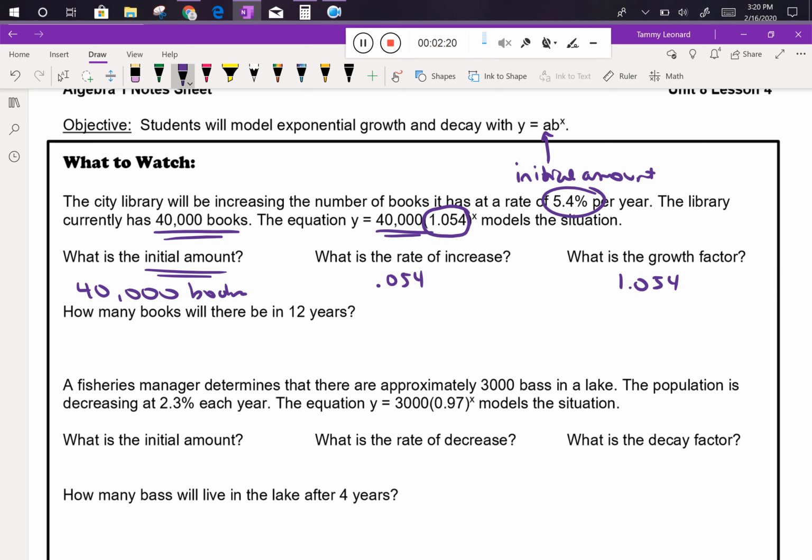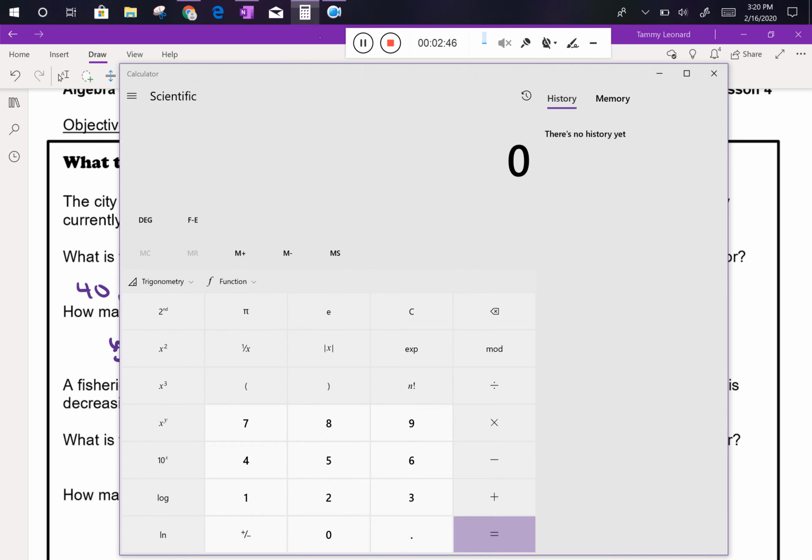Now we're asked to actually answer a question about this scenario. How many books will there be in 12 years? Well, x stands for the number of years. So y, the total number of books in the library, will be 40,000 times 1.054 to the power of 12. And I need to make sure that I use my order of operations when I do a problem like this. So when I go to my calculator, the first thing I'm going to do is the 1.054 to the power of 12.